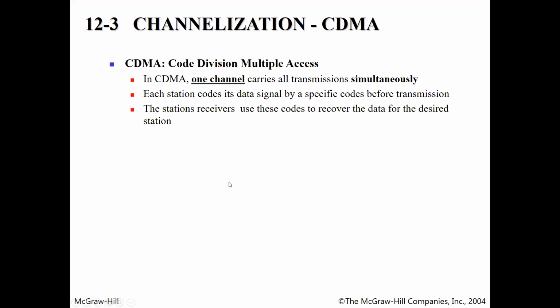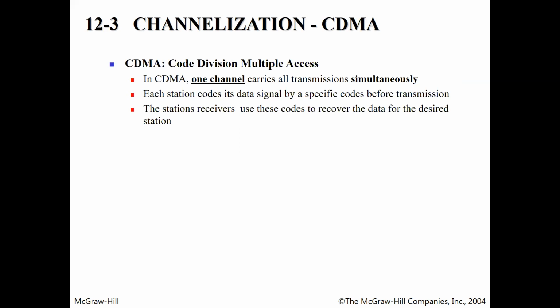What exactly is CDMA? In FDMA every user was given a distinct frequency, or in TDMA every user was given a distinct time slot. In CDMA, every user is given a unique, distinct, specific code. So it's like saying that multiple users, when they are transmitting their data, each user is going to use the specific code that has been assigned to their device on their data and then transmit out the data. So as mentioned in the slide, one channel is going to carry all the transmissions simultaneously.